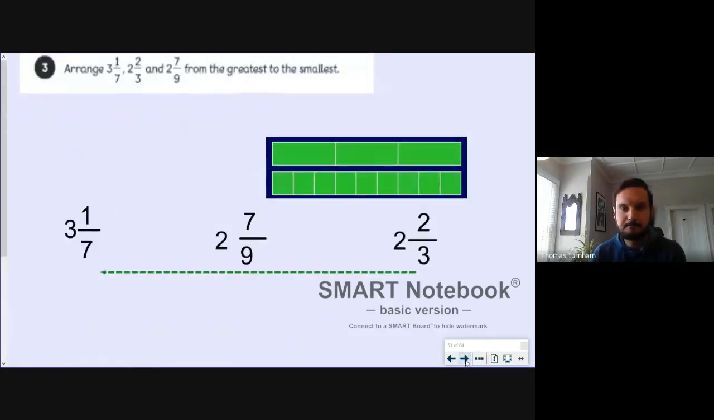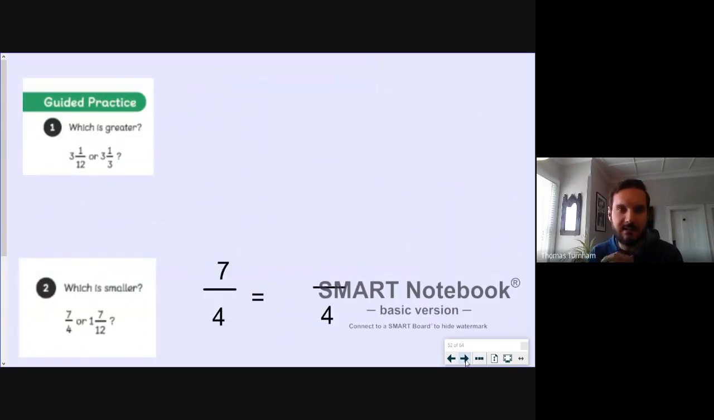So, which is greater, 3 1/12 or 3 1/3? We're just looking at this one. Don't get distracted. 3 1/12 or 3 1/3? Hopefully you got that quite quickly. They both got 3 wholes, so we can sort of ignore those 3 wholes. So what's greater, 1/12 or 1/3?